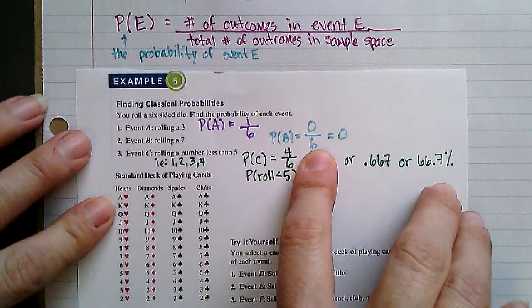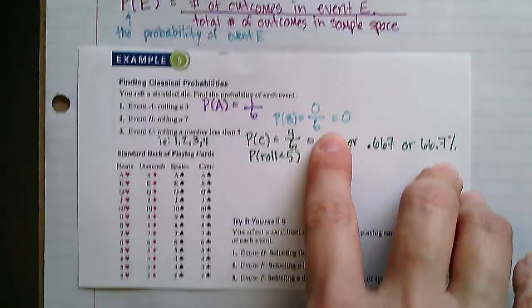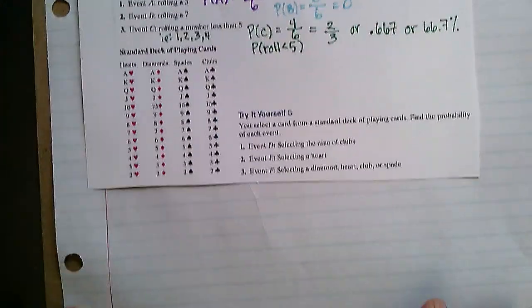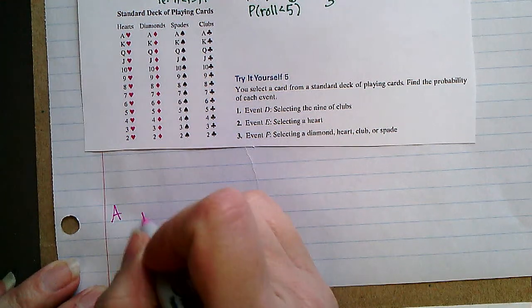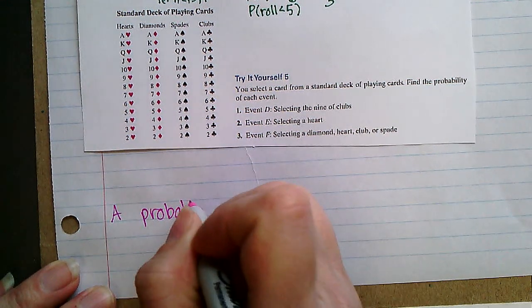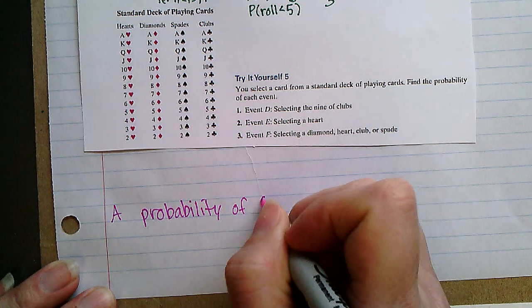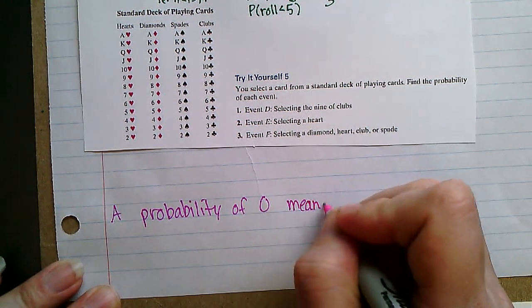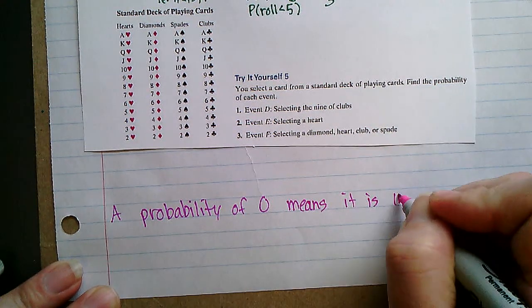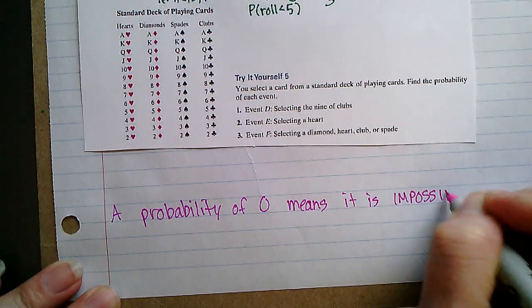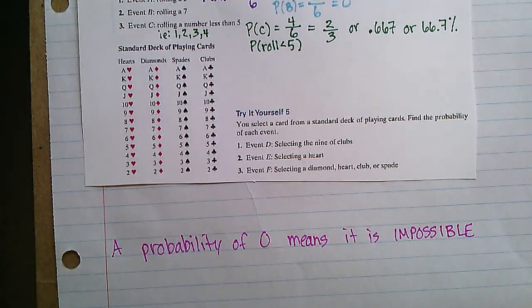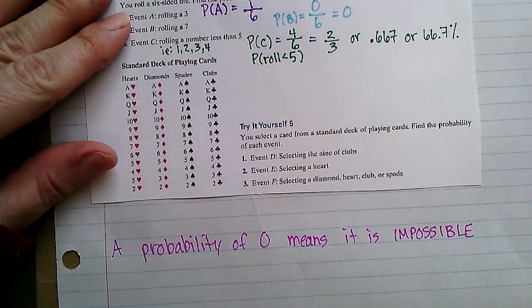So when we got that probability of 0, I kind of want to write somewhere down at the bottom what a probability of 0 means. So if you can go down here, a probability of 0 means it is impossible. So that event is impossible to happen. We cannot roll a 7 on a 6-sided number cube.